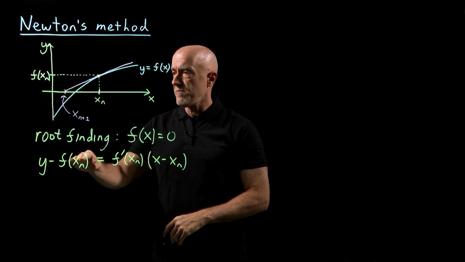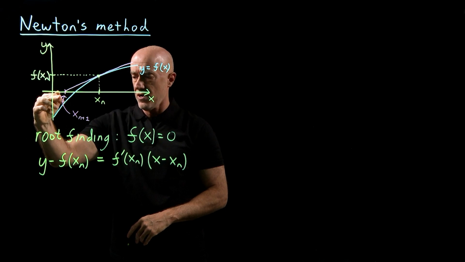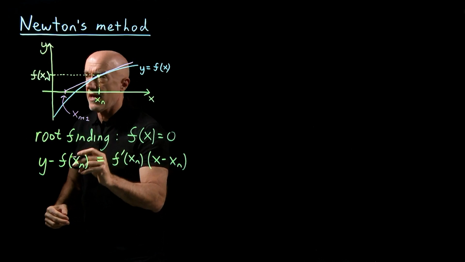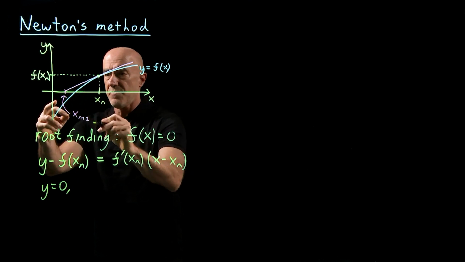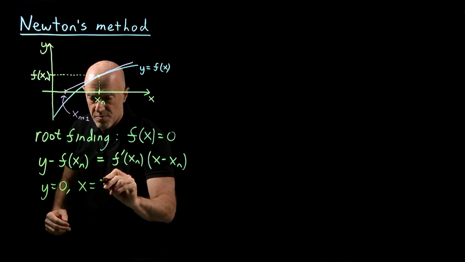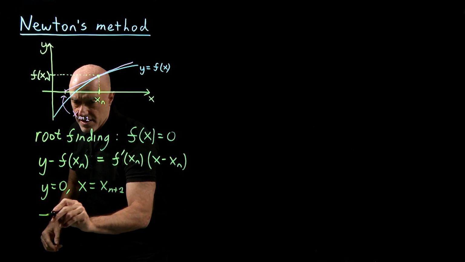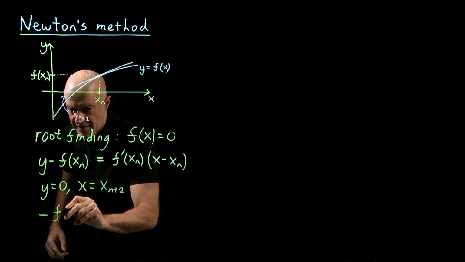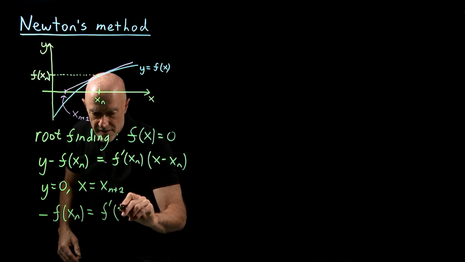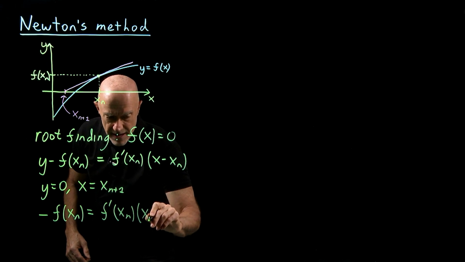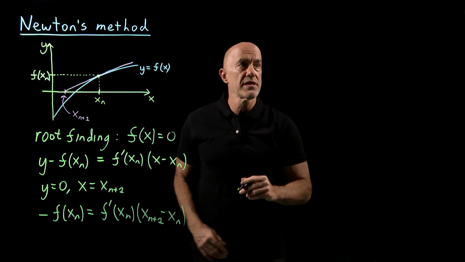To construct Newton's method, we want to figure out where y is equal to 0 at this point. So for Newton's method, we want y equal to 0. And then x is going to be our next value, so x will be x sub n plus 1. We substitute into this equation for the line, and we have minus f of x sub n is equal to f prime of x sub n times x sub n plus 1 minus x sub n. And from here we can get Newton's method.